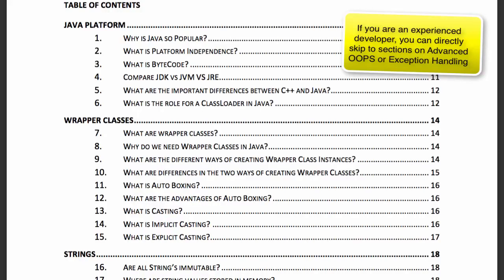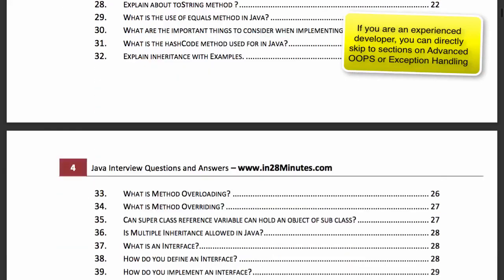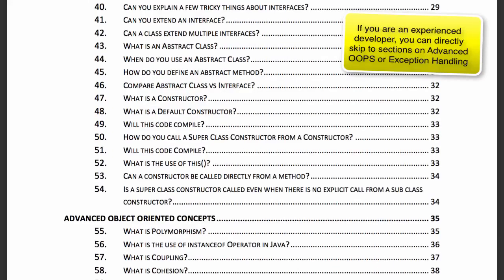We start off with the Java platform, JDK, JVM, JRE, platform dependence, and these kind of stuff. We would move into the basics like wrapper classes, strings. Java is an object-oriented language, and we would discuss the basics of object-oriented programming next. We discuss class, object, toString, equals, and a lot of other things during the subsequent sections. We will also talk about interface, abstraction, and constructors.